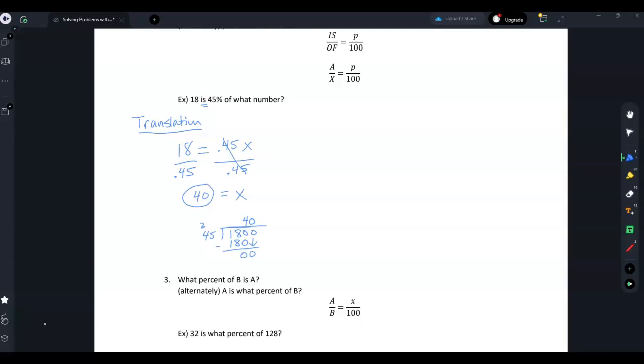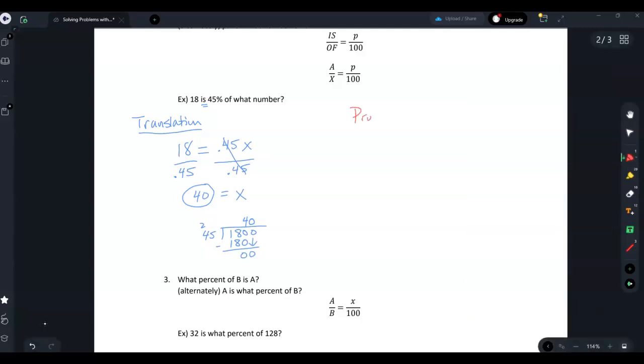And does that make sense? Is this reasonable? Well, yeah, so 45% is close to 50%, right? If I doubled 18, I'd get 36. 40 is pretty close to that, right? So is this answer reasonable? Yes, it is, right? Does it make sense that 18 would be almost half of 40? 45% is almost half.